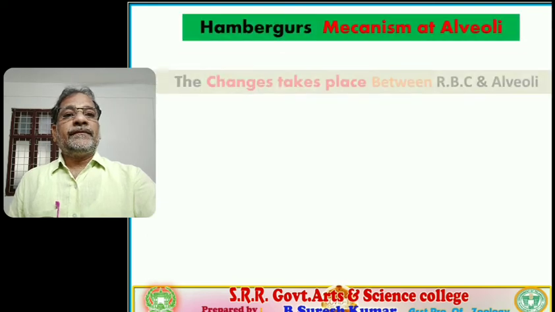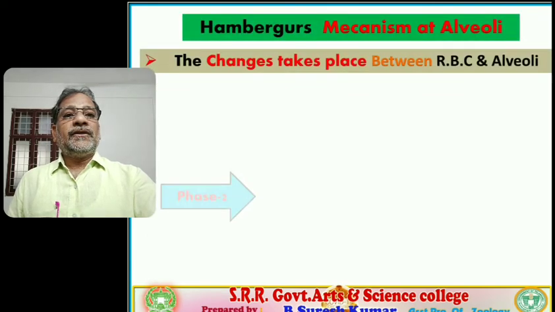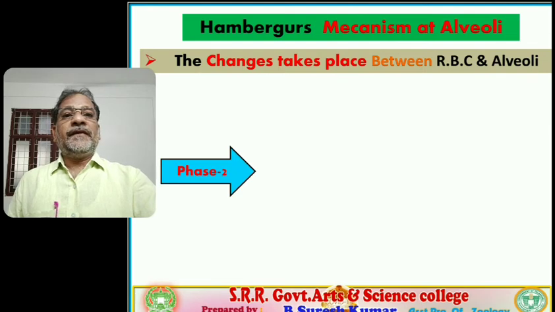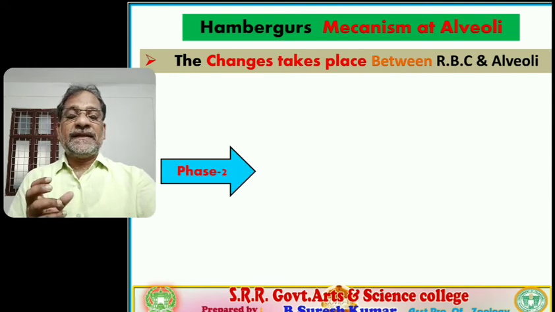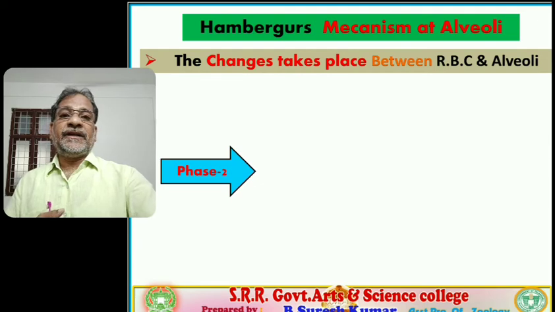Next event. Now the changes restricted to Hamburger's phenomenon extended between RBC and alveoli. The same blood is carried through veins and the pulmonary artery to the heart. The pulmonary artery from the heart carries it to alveoli. So there the subsequent reaction takes place.